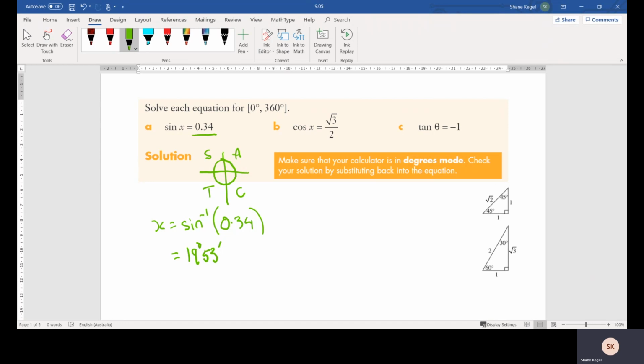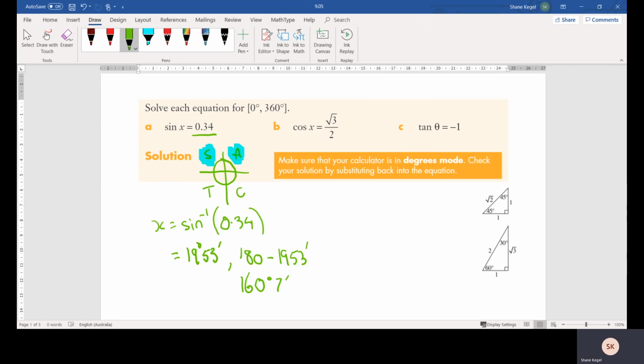But there's also a second solution, as we said, because sine is positive in both quadrant 1 and quadrant 2. We've found quadrant 1's result, but we also have to factor in quadrant 2's result. In quadrant 2, I'm taking my angle away from my closest horizontal, which is 180, to get the obtuse option. So it either is going to be 19 degrees, 53 minutes, or 160 degrees, 7 minutes. So that's how I solve A.